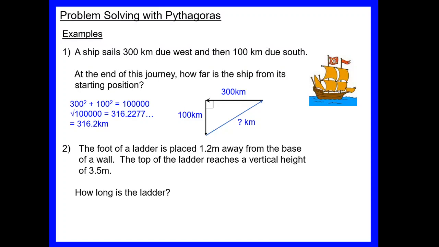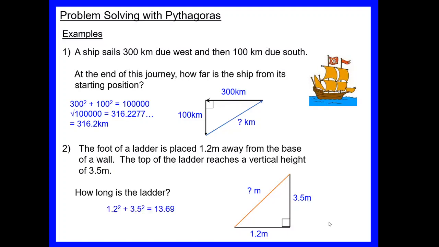The foot of a ladder is placed 1.2 metres away from the base of a wall. So there's our distance from the wall to the end of the ladder, 1.2. And the top of the ladder reaches a vertical height, so vertical being straight up, of 3.5 metres. So again, our two lines have created a 90-degree angle. And we want to know how long the ladder is. So remember the base of the ladder there, there's the wall. The base is 1.2 metres away, the top of the ladder 3.5 metres high. We want to know the length of this ladder.